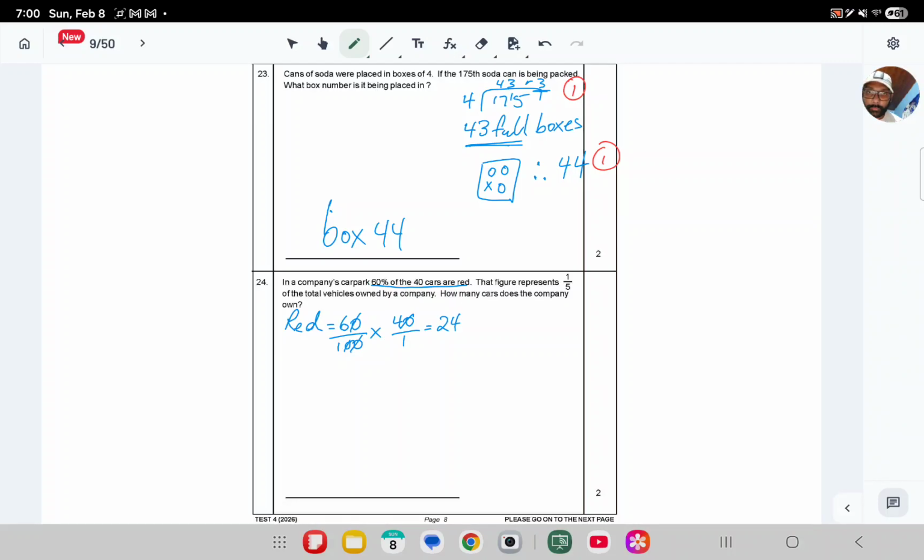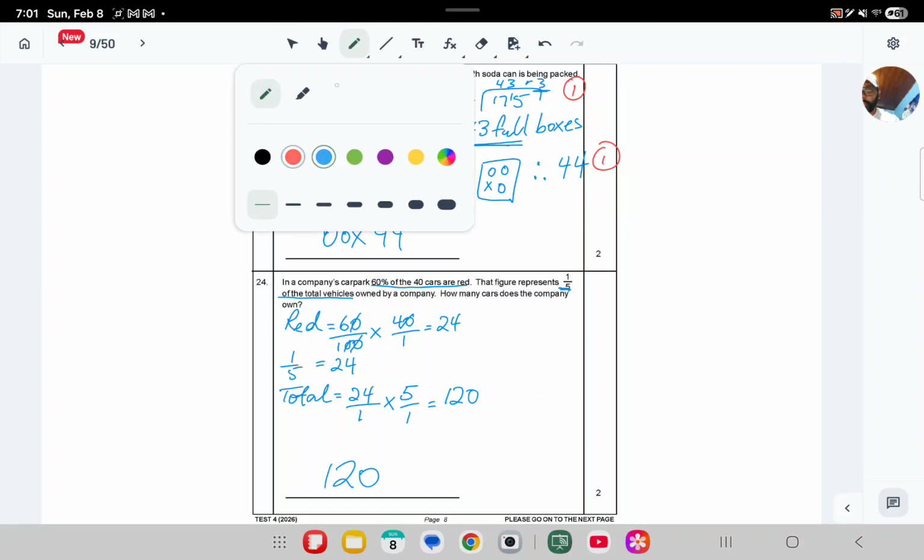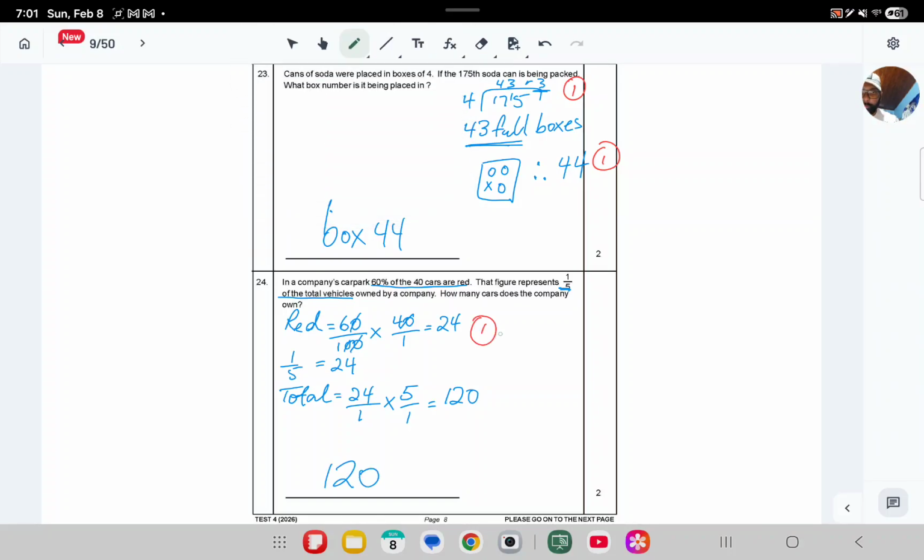They said that figure, this 24, represents 1/5 of the total vehicles. So we know that 1/5 is equal to 24 cars. We know our fraction and the quantity that it is equal to. So to calculate the total, we take the quantity and multiply it by the invert of the fraction. So 24 multiplied by 5, which will give us 120 vehicles. 1 mark for number of red cars, 1 mark for total.